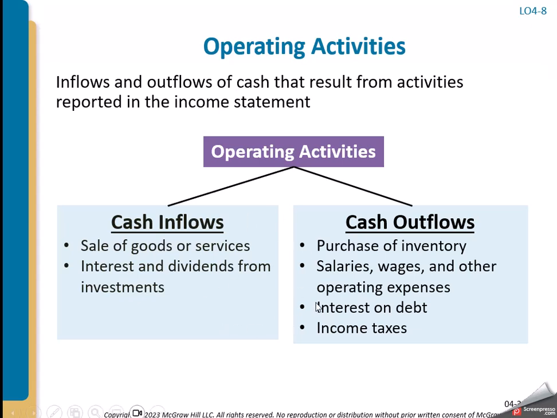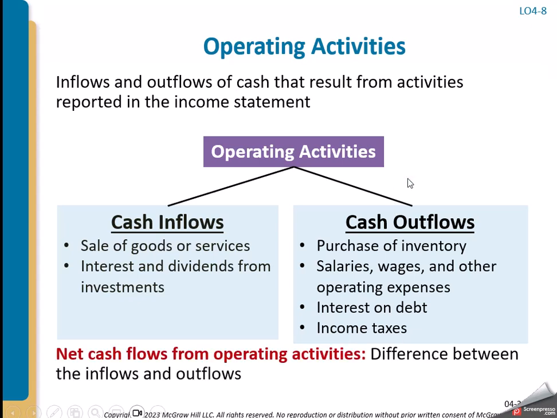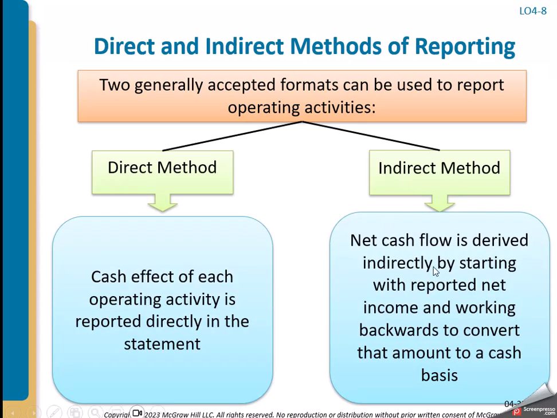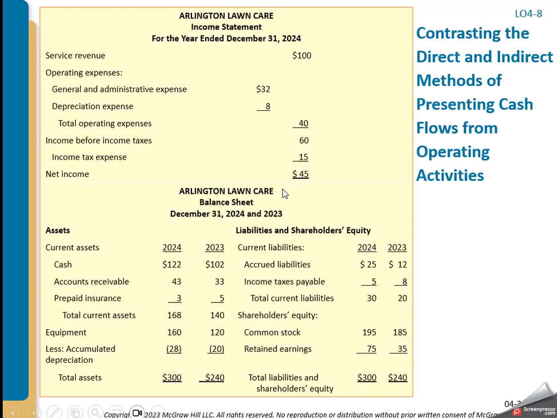So operating are the things that deal with our day-to-day operations plus interest and dividends received, not dividends paid by us, but dividends received from our investments. Then our outflows are purchasing inventory, sales, wages, rent, utilities, anything that we're paying for our day-to-day operations, plus interest and income taxes. All those are considered in our day-to-day operating activities. There's two ways to do it. I believe that most companies use the indirect method, so that's the one that you really should be the most familiar with. The direct method is just classified a different way.